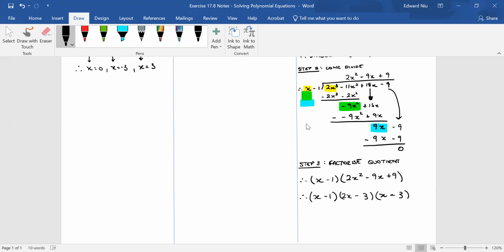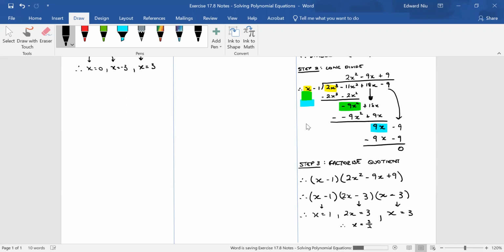But here we've got ourselves the two brackets, which are the factorized version of 2x squared take 9x plus 9. And then we use the null factor law to figure out this here is going to give us x equals 1. This here will get us, using linear equations, 2x equals 3, therefore x equals 3 on 2, or 1.5. And over here we've got x equals 3.